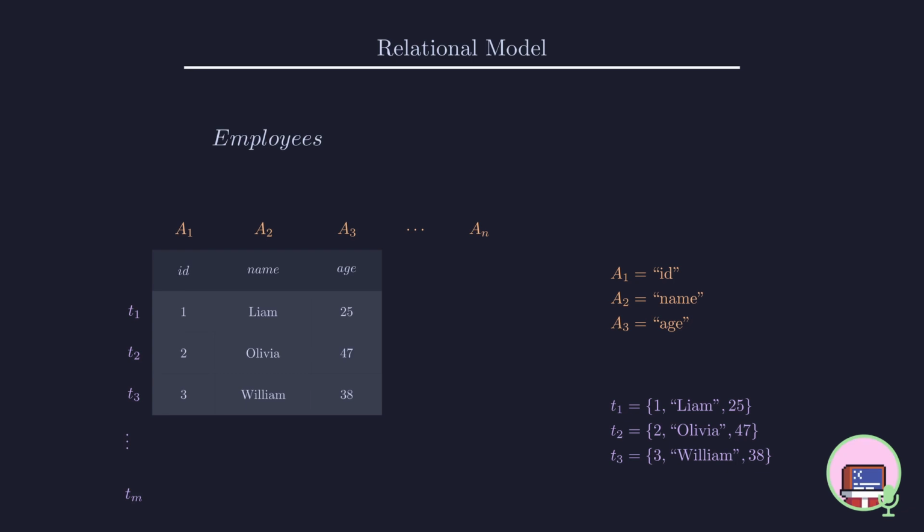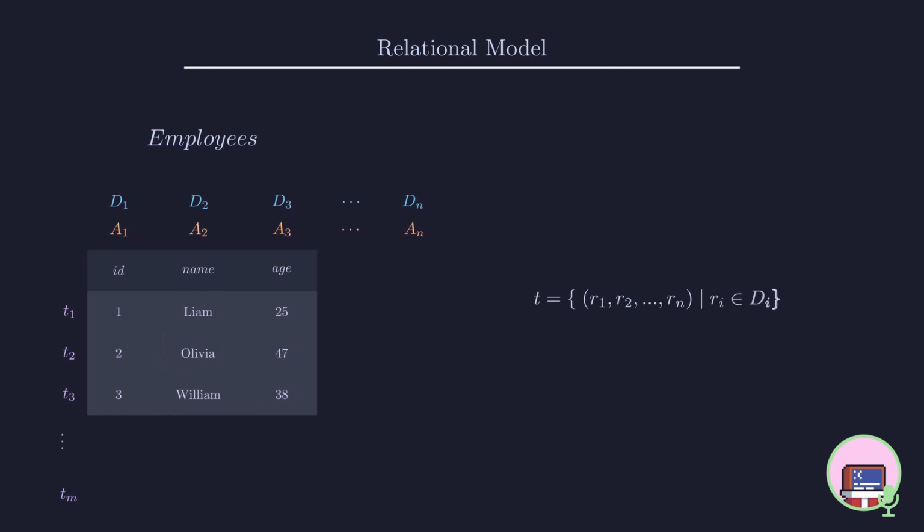Next, let's define some domains D1, D2, D3 up to Dn. These domains specify which type of data each column contains. Each element in a column must be in the corresponding domain. In this example, D1 is a set of strictly positive integers, D2 is a set of all character strings denoted S*, and D3 is the set of non-negative integers.